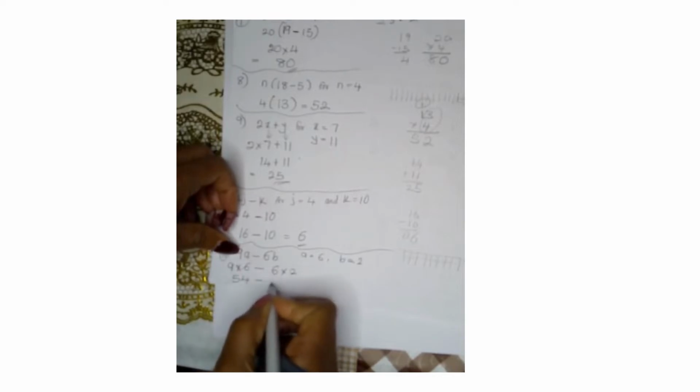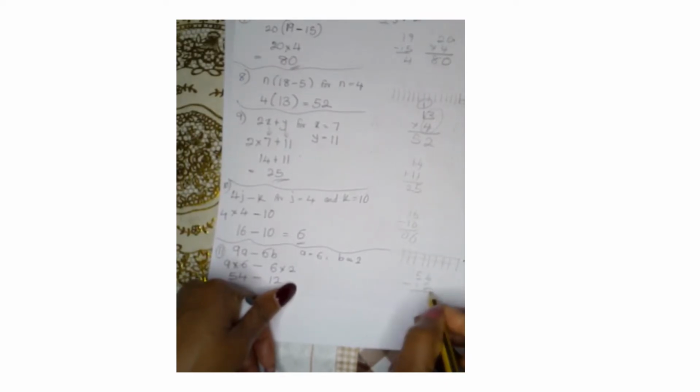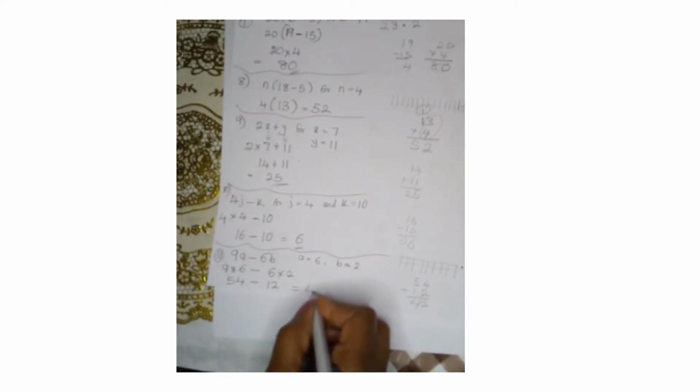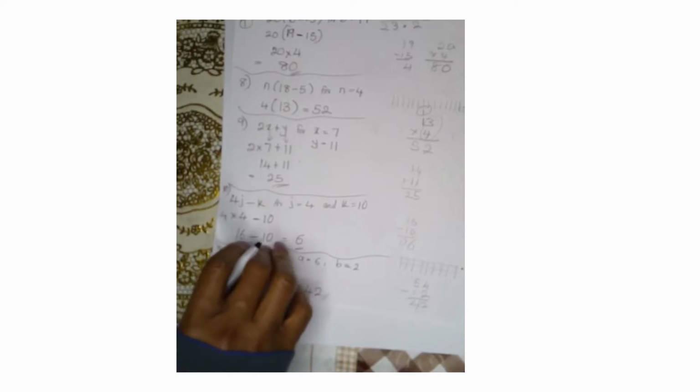54 minus 12. What is 54 minus 12? You write it like this. 54, you remove 12. 4 minus 2 is 2. 5 minus 1 is 4. So the answer is 42. Okay, we've done question 1 to 11.